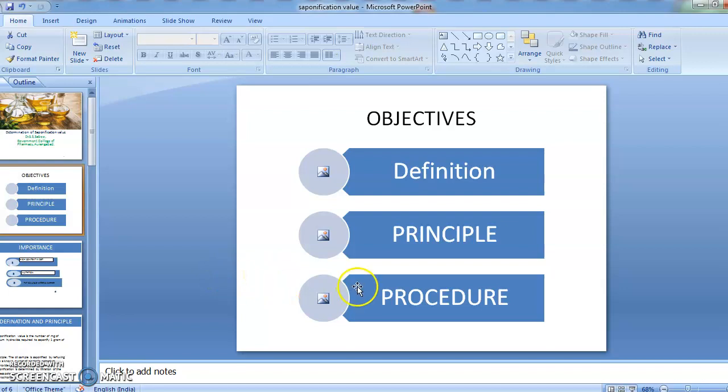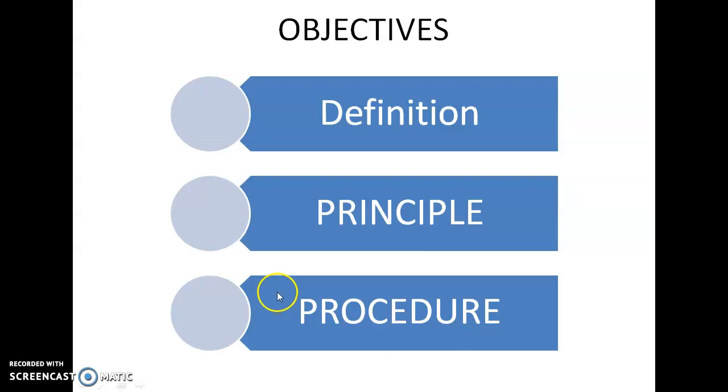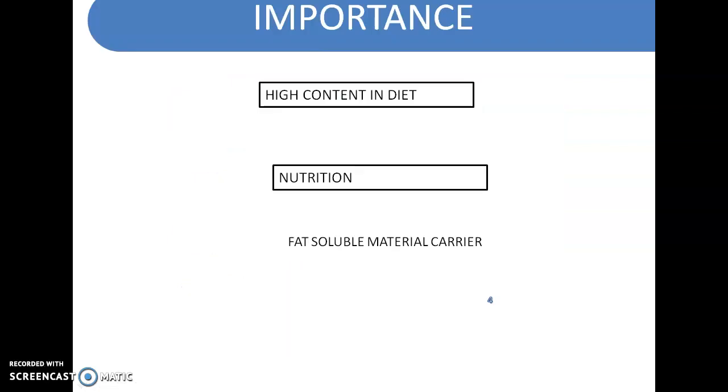Our objective is, first we see the definition, what is the saponification value, then the principle, how the saponification can occur, and then the procedure. Before that, we can see why it is important to calculate the saponification value or to analyze fats and oils.